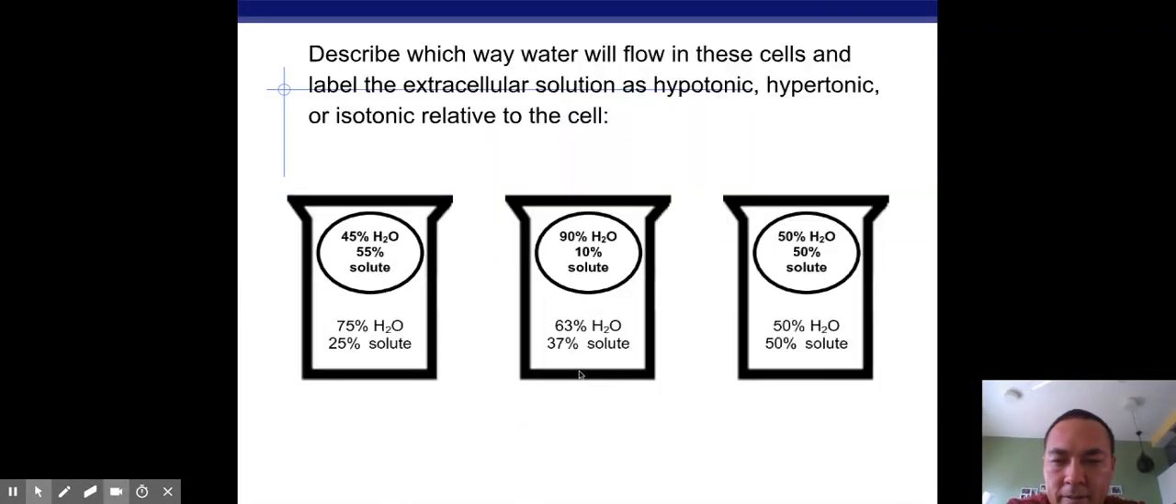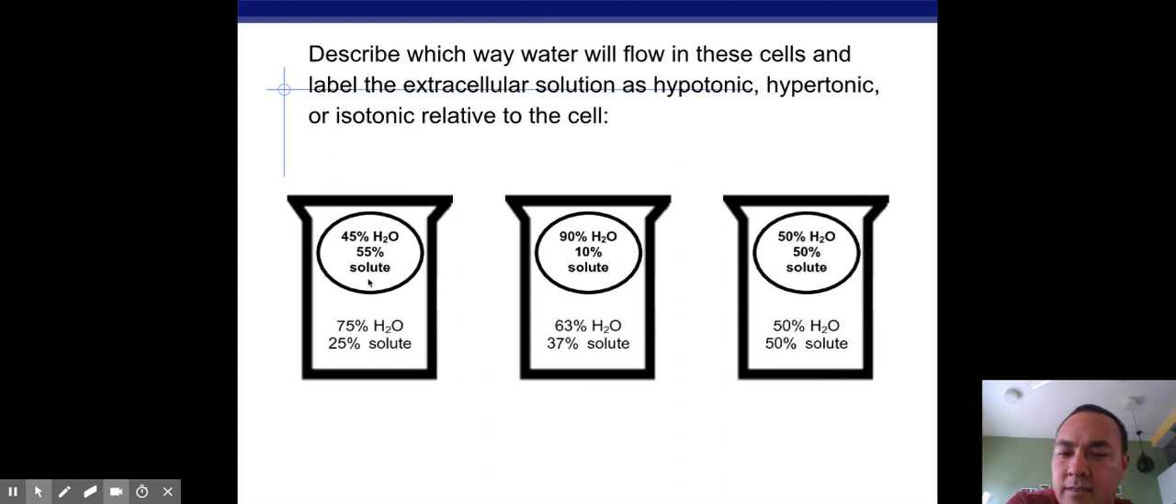Okay, hopefully you should be able to do this. Describe which way the water will flow. So this is from your study guide. Let's start over here. 75% water, 25% solute, 45% water, 55% solute. Well, it's going to go from an area of high to low concentration for water. So it's going to go from here to here. So it's going to go into the cell.